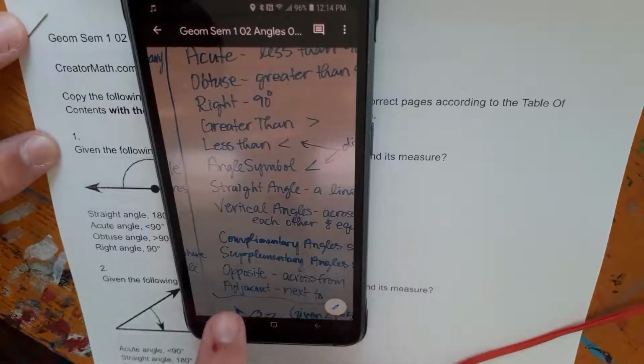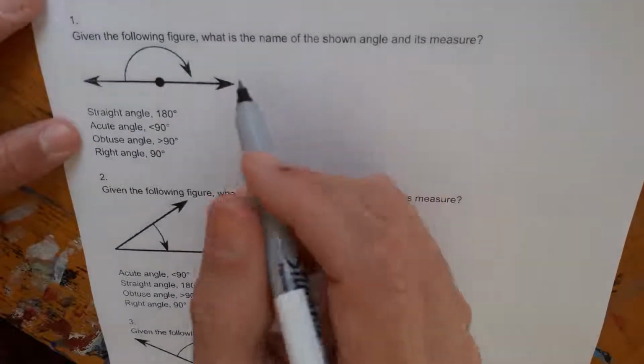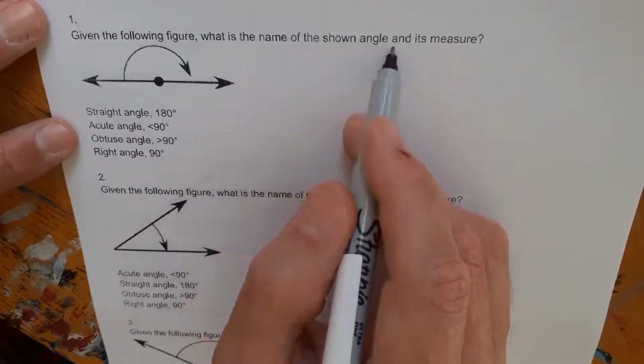Opposite means across from in geometry, and adjacent means next to. So you're going to copy these notes into your comp book. Then you're going to proceed to do this problem set. So we'll go through the problem set covering some of the notes, but not all of them. Given the following figure, what is the name of the shown angle and its measure?